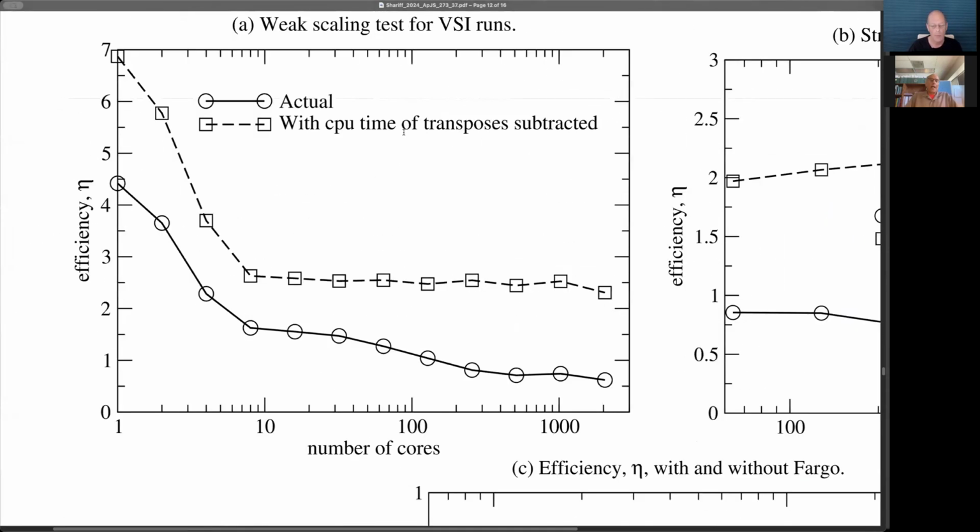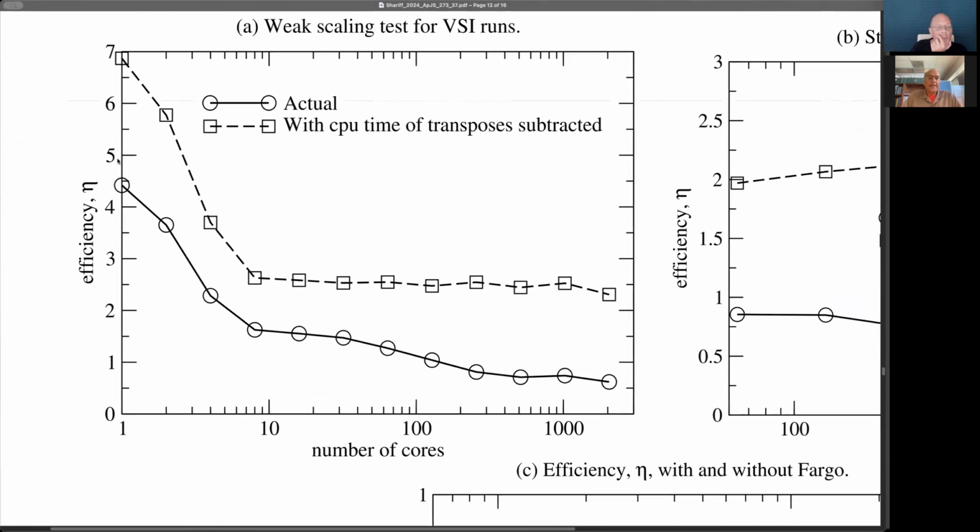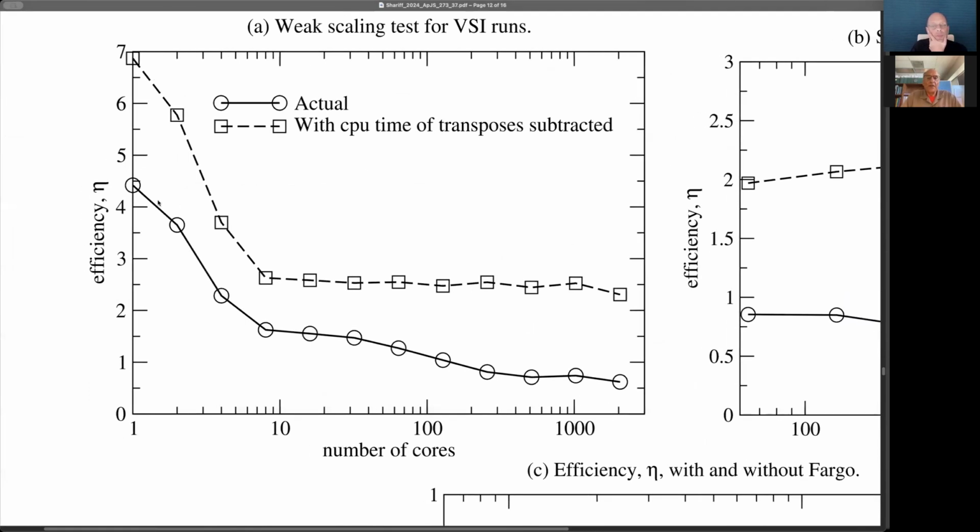Okay. So the efficiency that we get, so actual, without any. So this is the bottom line. So we see that there is a decrease in efficiency as we increase the number of cores. And this is because of the transposes that I mentioned, the all-to-all communications for parallelism. They don't parallelize well. Yes. The transposes don't parallelize well.